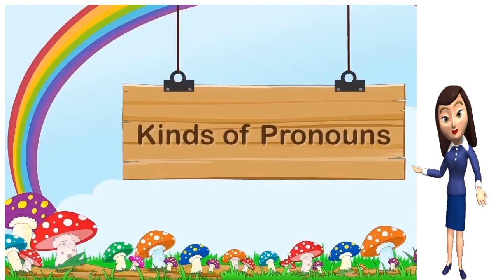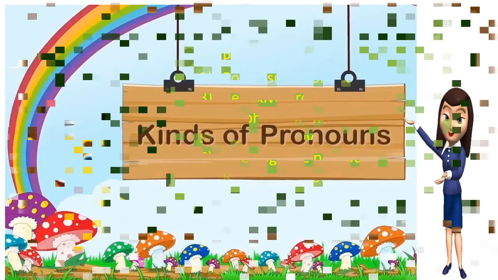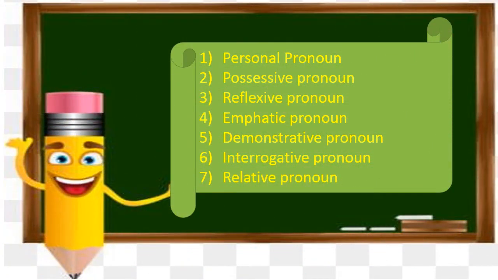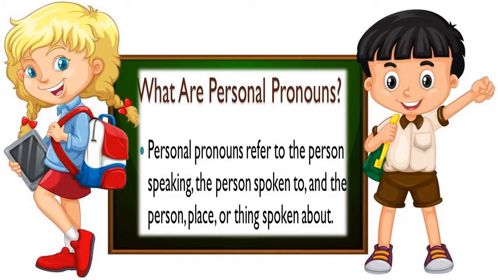Next is kinds of pronouns. Here, these are 7 types of pronouns. First, personal pronoun. Second, possessive pronoun. Third, reflexive pronoun. Fourth, emphatic pronoun. Fifth, demonstrative pronoun. Sixth, interrogative pronoun. And seventh is relative pronoun. So let's start with the first type, that is, what are personal pronouns?